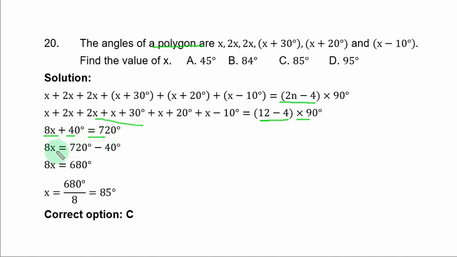Collect like terms, you have 8S equal to 720 degrees minus 40 degrees, and you have 8S equal to 680 degrees. To get S, divide both sides by 8 and S is equal to 85 degrees. C is the correct option.